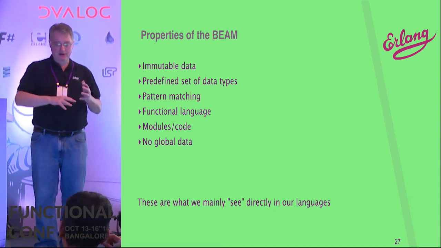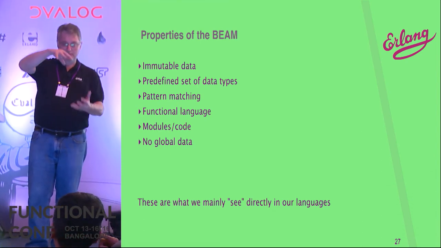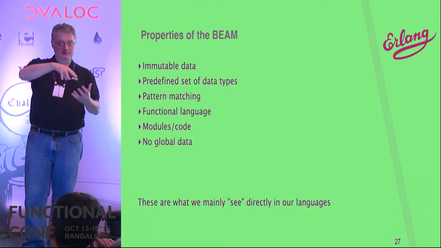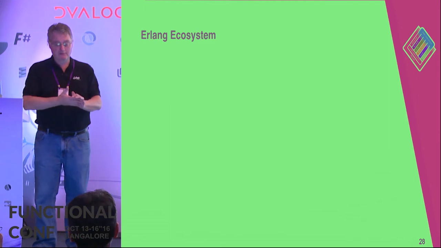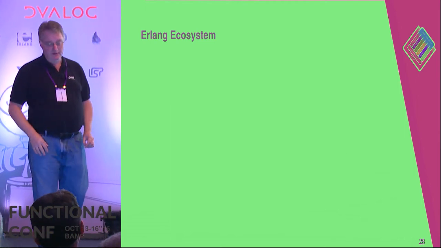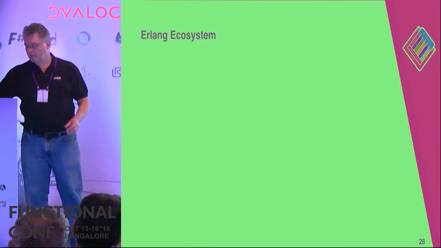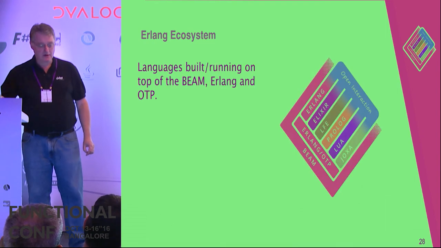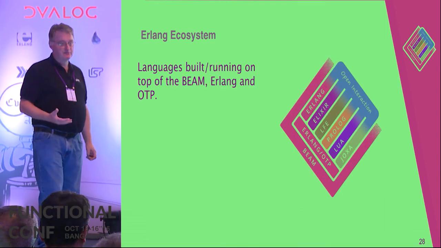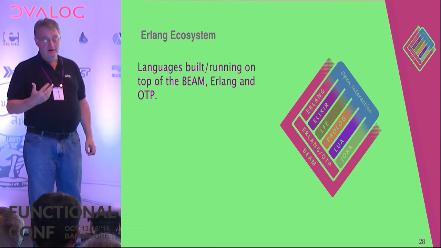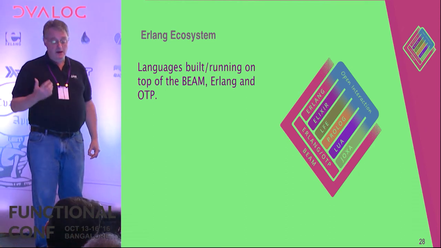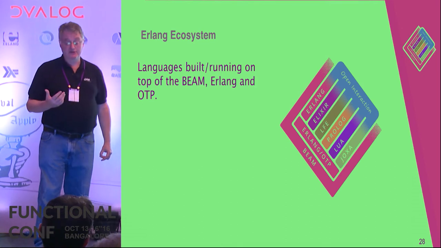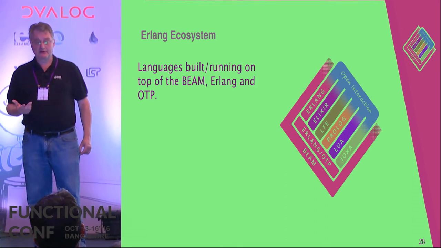So now we've looked at everything. We've gone from the very top, OTP, we looked at Erlang, some principles of it, we've looked at the BEAM flow to support that. And so now we end up at what the ecosystem is all about. So what is what we call the Erlang ecosystem? Well, it's a set of languages running on top of the BEAM, of Erlang and OTP. That's what it is. So there's not just one language, not just Erlang, there's a set of other languages that use this.